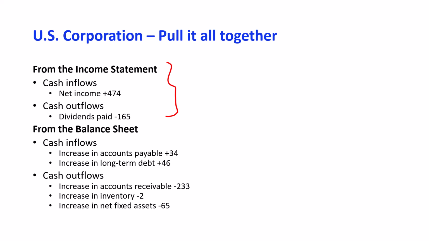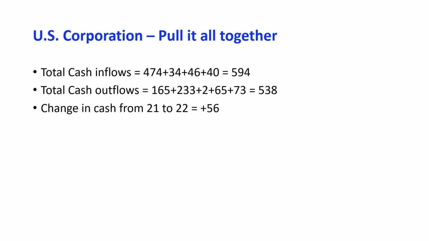From the balance sheet, you have the increase in accounts payable and long-term debt. These are sources of cash. And then for the asset side, you have the increase in accounts receivable, inventory, and fixed assets. These are all uses of cash. So we can summarize them like this, add all the inflows and outflows, and then subtract from each other. You see that the change in cash from 21 to 22 is 56 million.